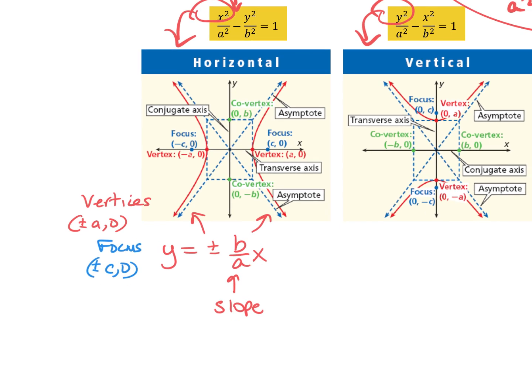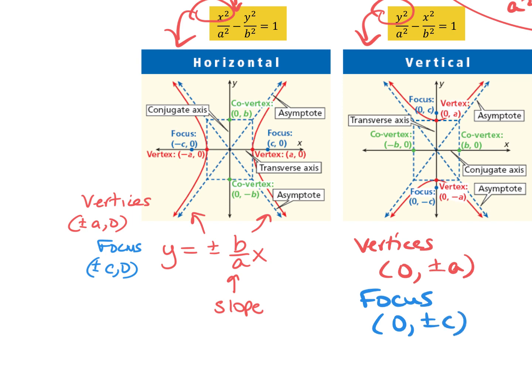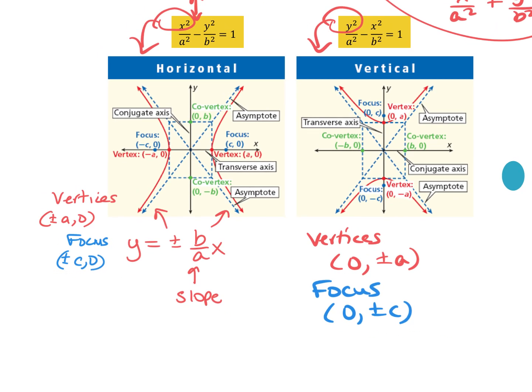However, when it's vertical, our vertices are going to be 0, comma plus or minus a. Again, vertical, the a is in the y spot. Same thing for the foci: the focus points are 0, comma plus or minus c. And then our asymptote is going to be y equals, and we flip it, plus or minus a over b, x.